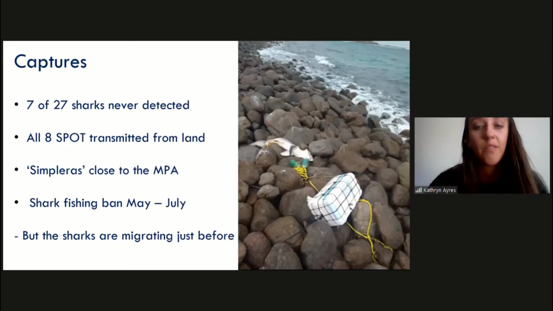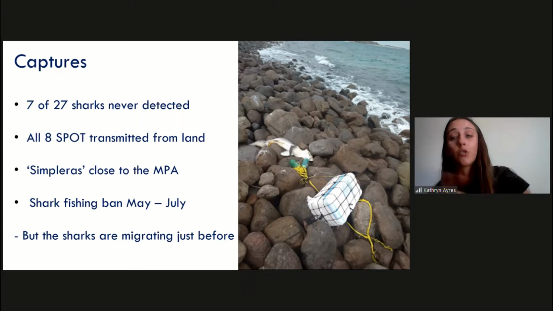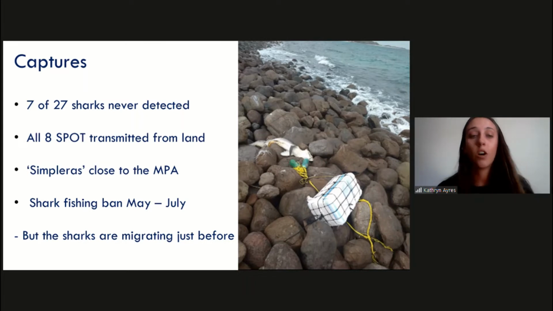Unfortunately, a lot of the sharks are caught. So 7 of the 27 sharks that we tagged were never detected again. And this image here is from inside Cabo Pulmo National Park. So this is a simple longline. It's basically a buoy with a hook. And this was placed outside of the park, but due to bad weather, it drifted inside of the park. So there's a lot of pressure on these sharks from the fisheries.